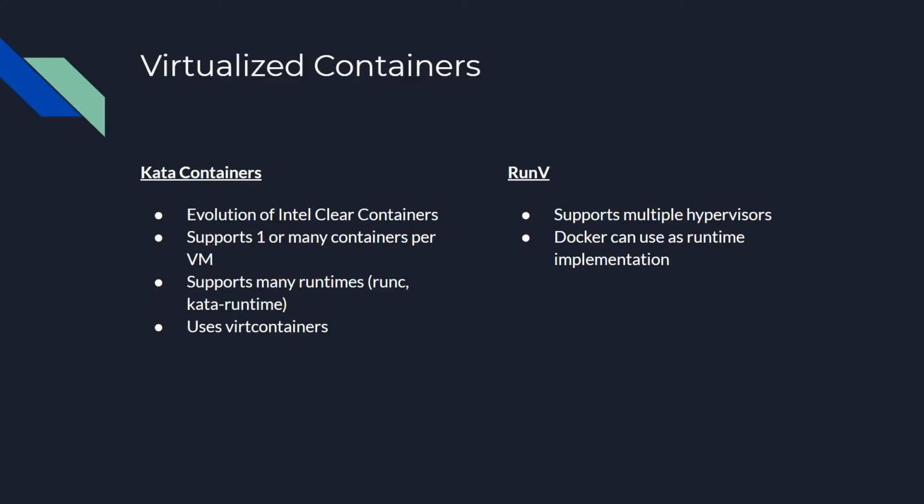The other notable virtualized container runtime is runv. It also supports multiple hypervisors, similar to Kata. And the interesting thing with runv is that Docker can use runv as its runtime implementation instead of runc. So by just changing a configuration, Docker can become a virtualized container runtime engine, which I think is very interesting.